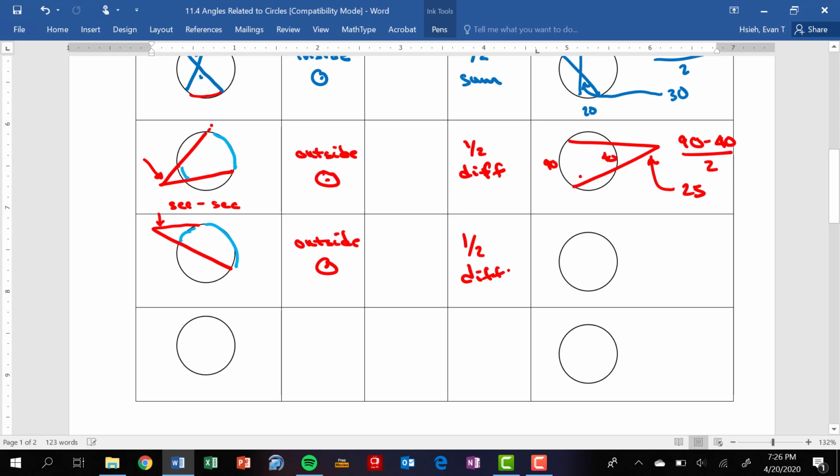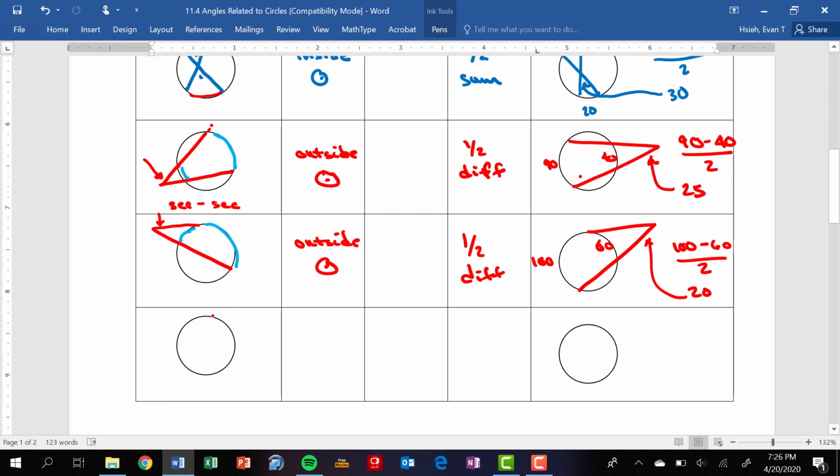of those intercepted arcs. And so if I go like this and like this, let's say make this 100 and make this, say, 60, then I know it's going to be 100 minus 60 divided by 2, or it's going to be 20 degrees, and so that angle right there will be 20 degrees.